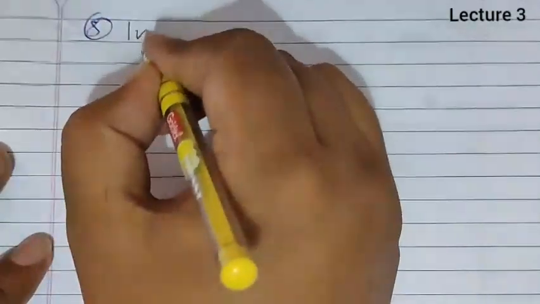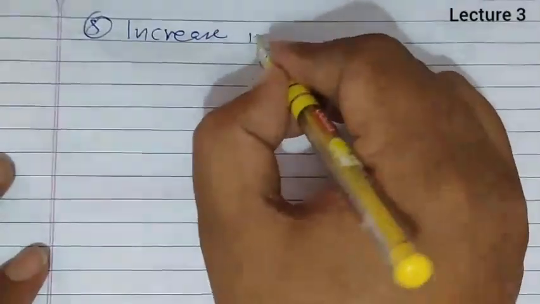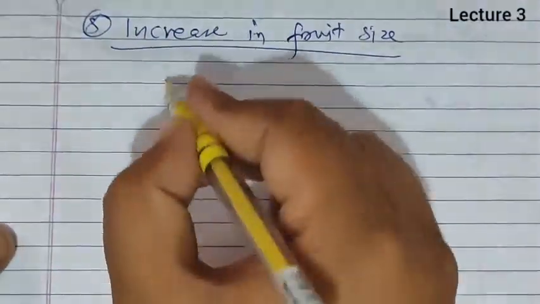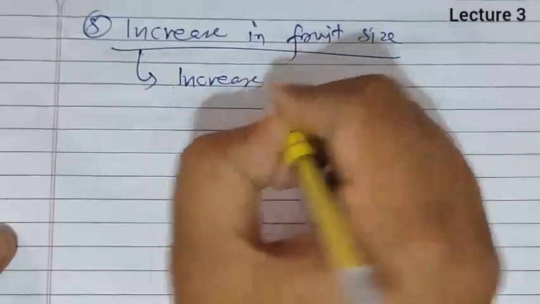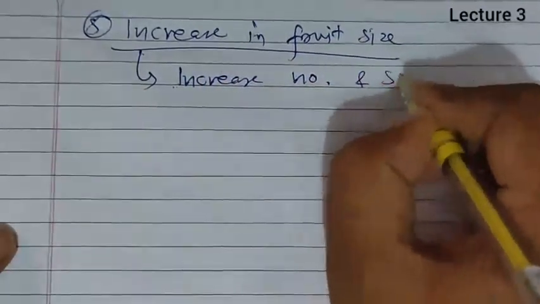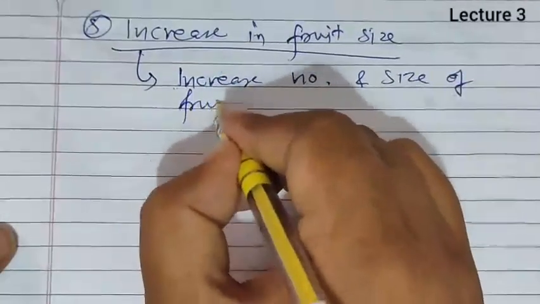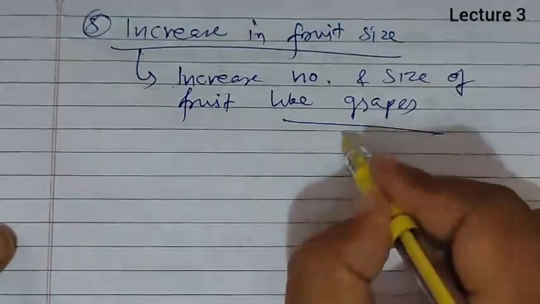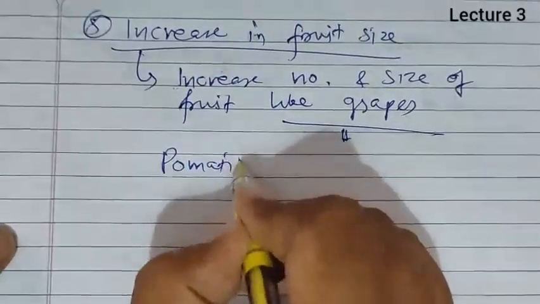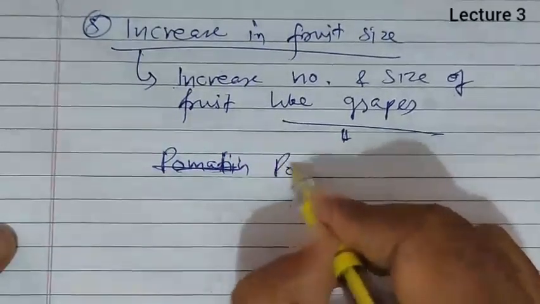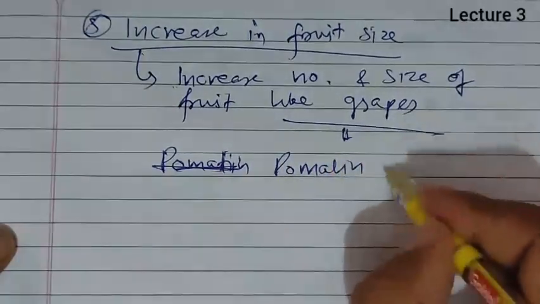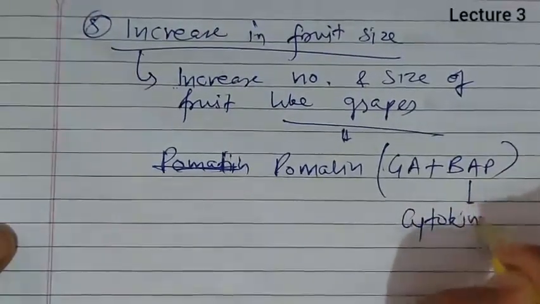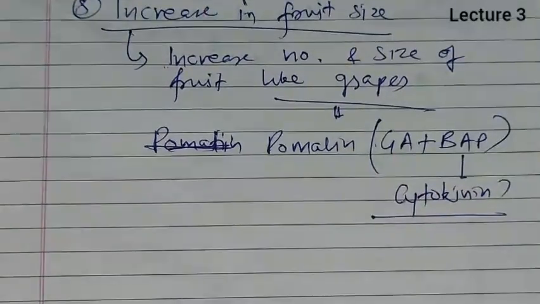It causes an increase in fruit size. Now, gibberellin increases the number and size of fruit like grapes. In these grapes, pomelin is used, and this pomelin is nothing but a combination of gibberellic acid and benzyl aminopurine. Benzyl aminopurine is a type of cytokinin. So it increases the fruit size and particularly the number of fruits.